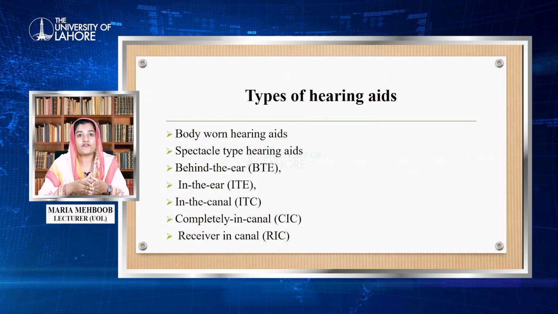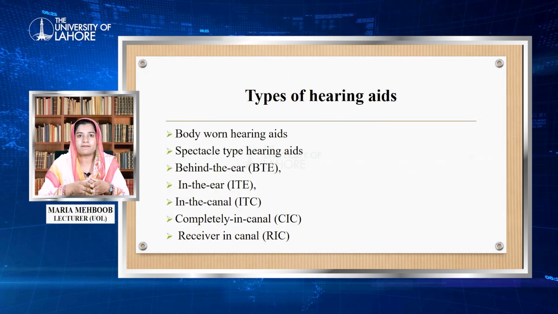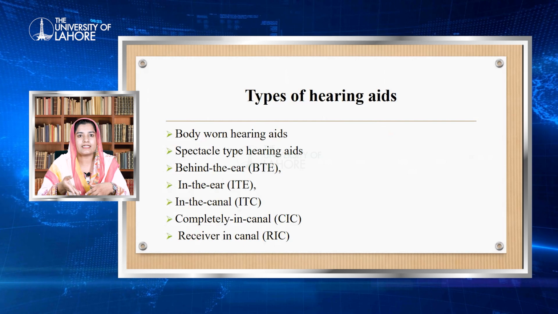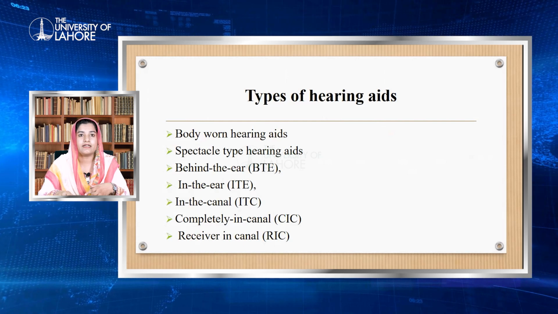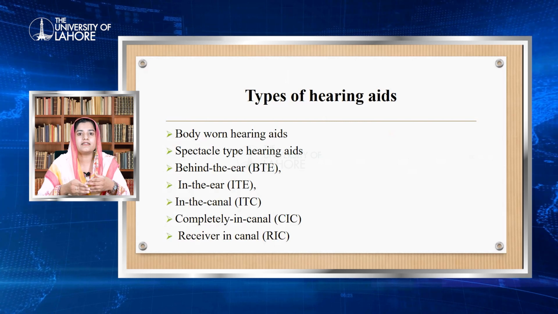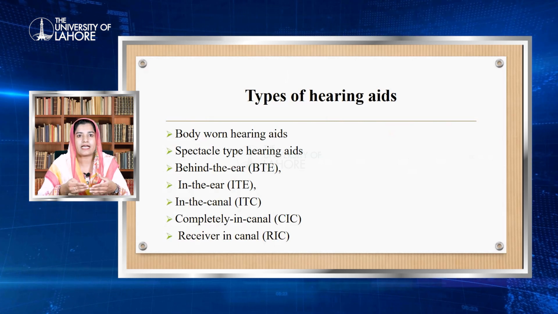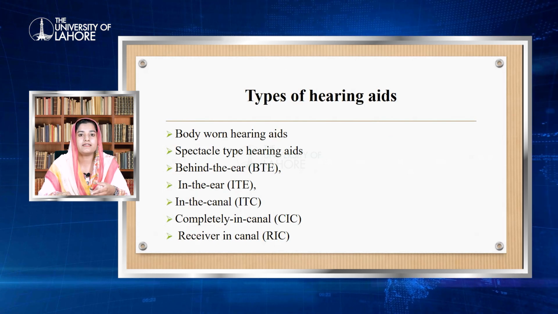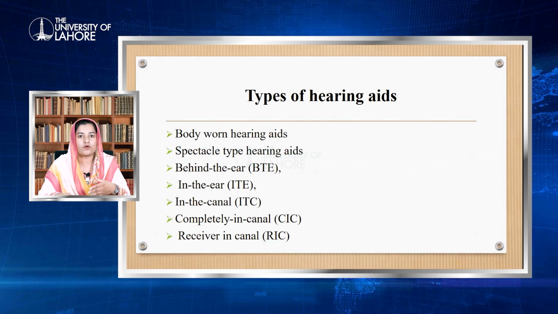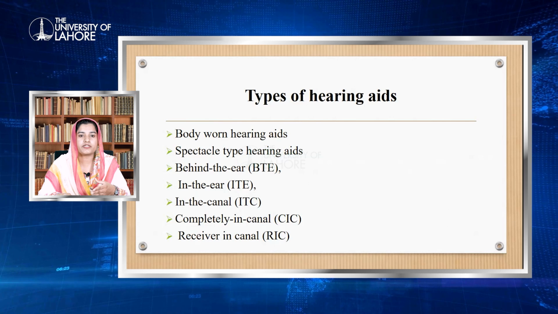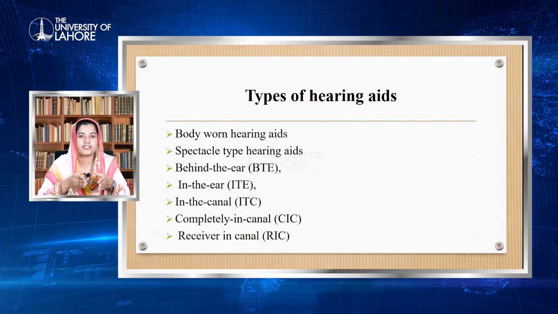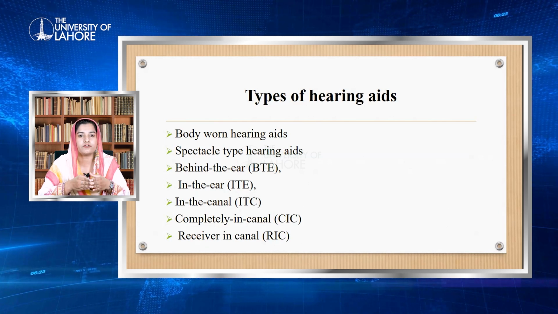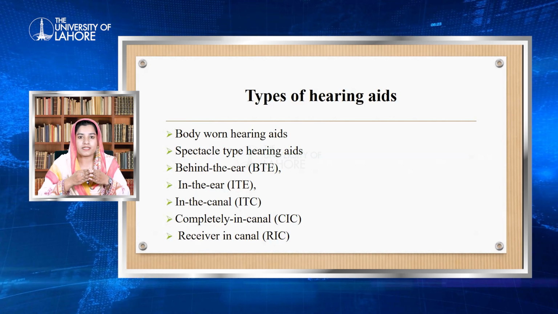Then we have styles of hearing aids. Styles of hearing aids are body-worn hearing aids, spectacle type hearing aids, behind the ear, in the ear, in the canal, completely in the canal, and receiver in the canal hearing aids. These types of hearing aids are available in analog and digital, but some types like in the canal, completely in the canal, and receiver in the canal are mostly available in digital form, so that we can program them according to patient specification, because all patients have different degrees, categories, and symmetry of hearing loss, so we can program the hearing aid according to their choice and their condition of hearing loss.